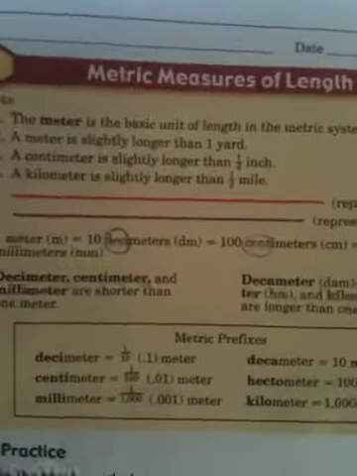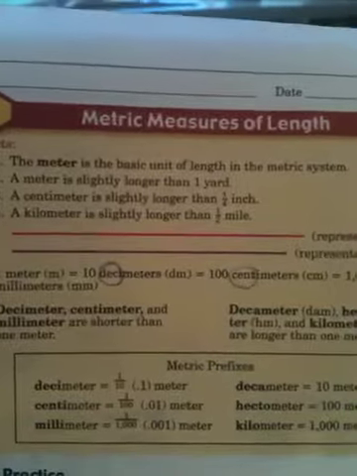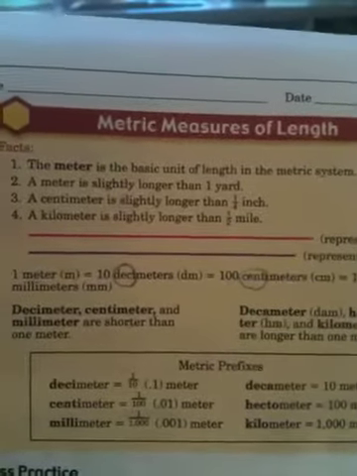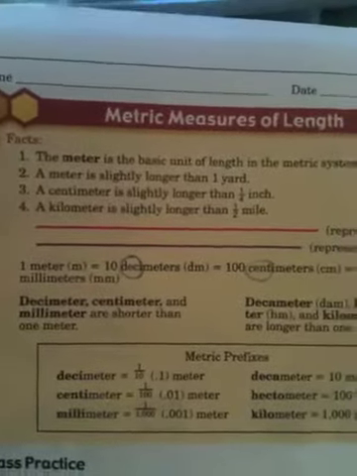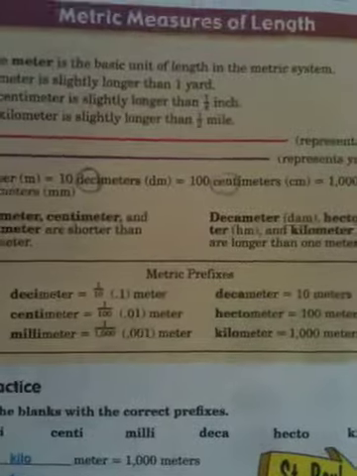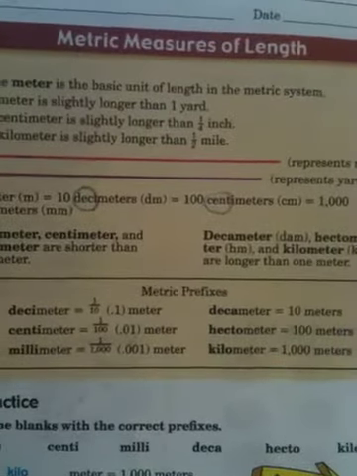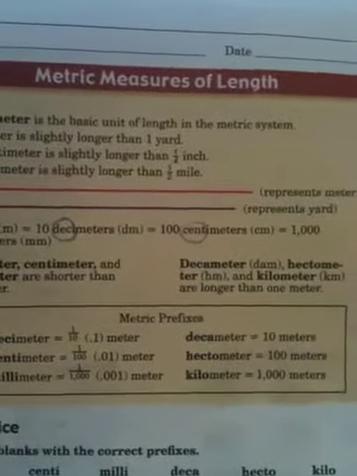So I'll just zoom in here again real quick on the book. The basics are we teach them about the metric system and that the meter is a basic unit of length in the metric system. A meter is slightly longer than a yard. Going down here at the metric prefixes, you can see a decimeter is only 1/10 of a meter, while a decameter is 10 meters.